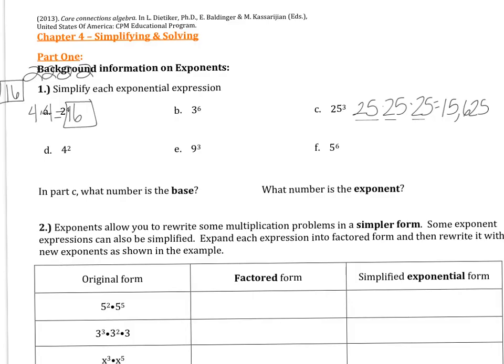So it says in Part C, what number is the base? So if we take a look at letter C, our base is going to be our 25. So 25 is the base, and then the number that's the exponent is the number that's written as the superscript. So it's up in the top right corner. So that number is going to be a 3.